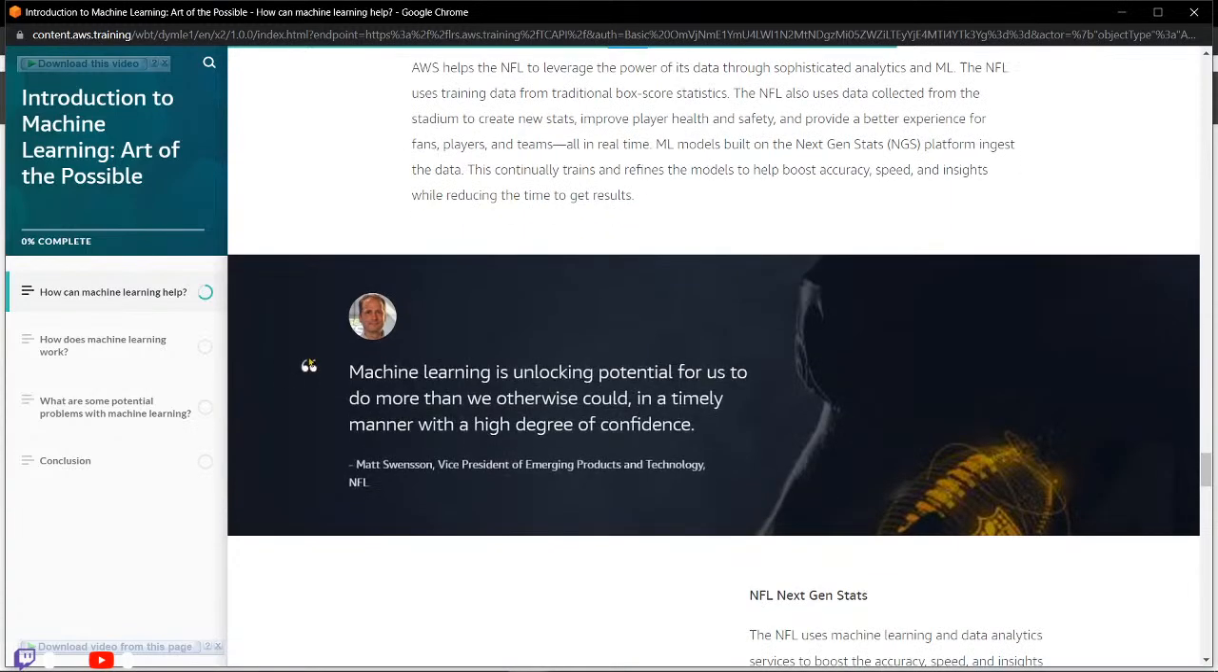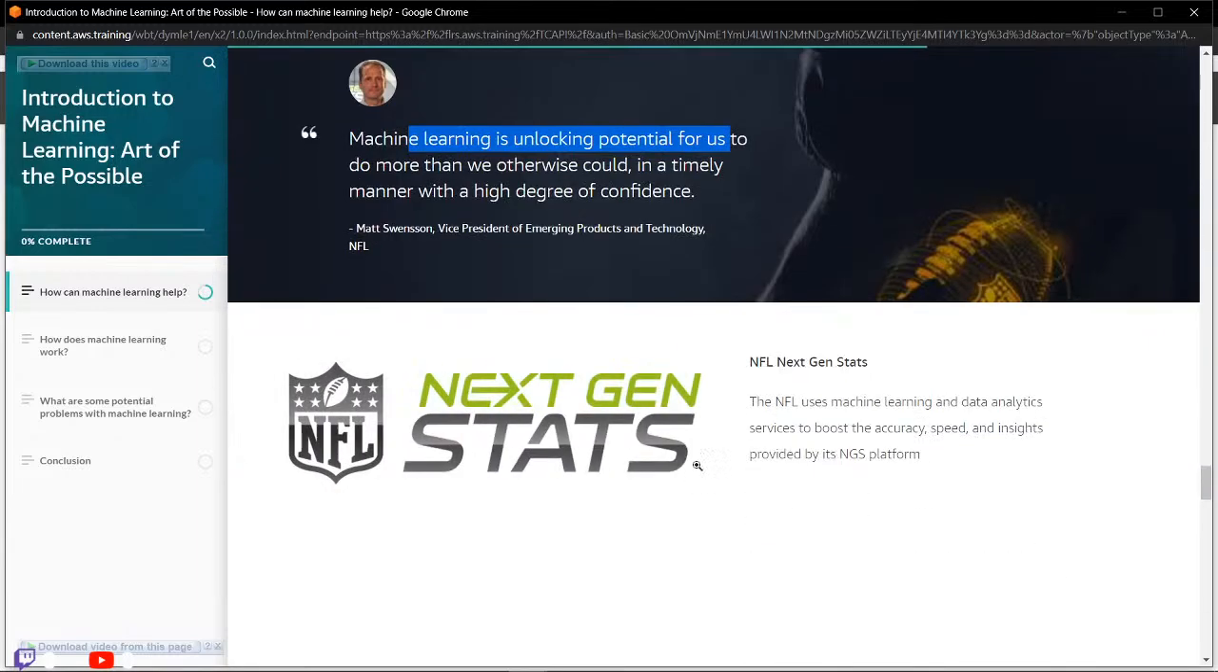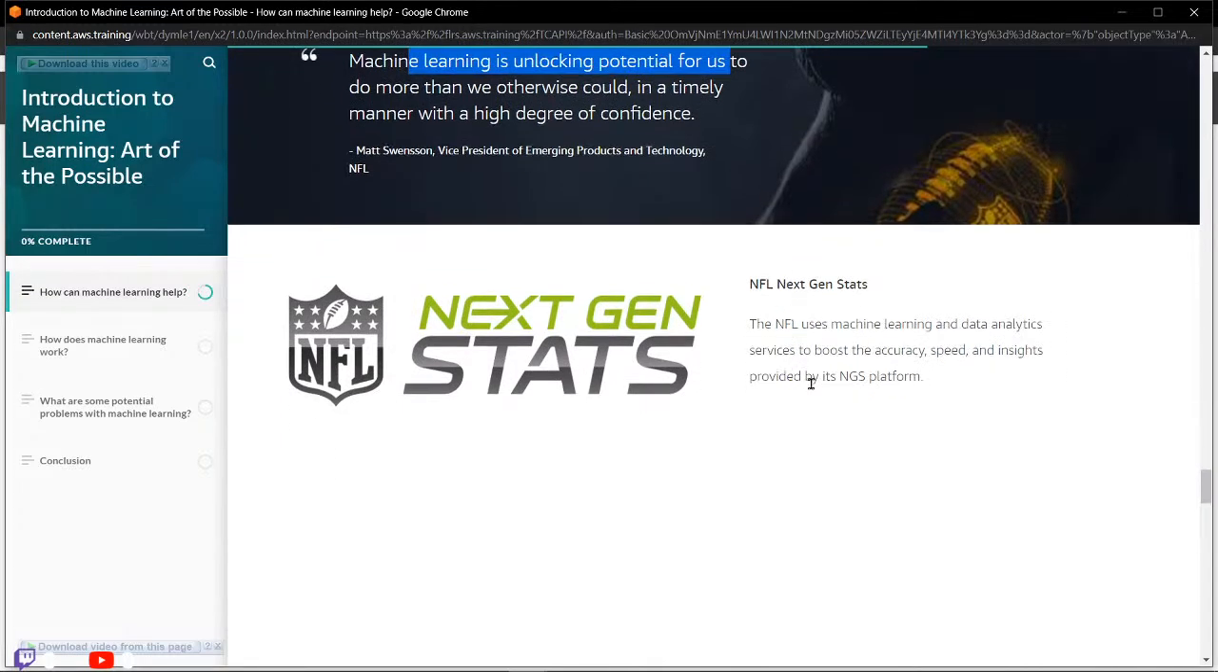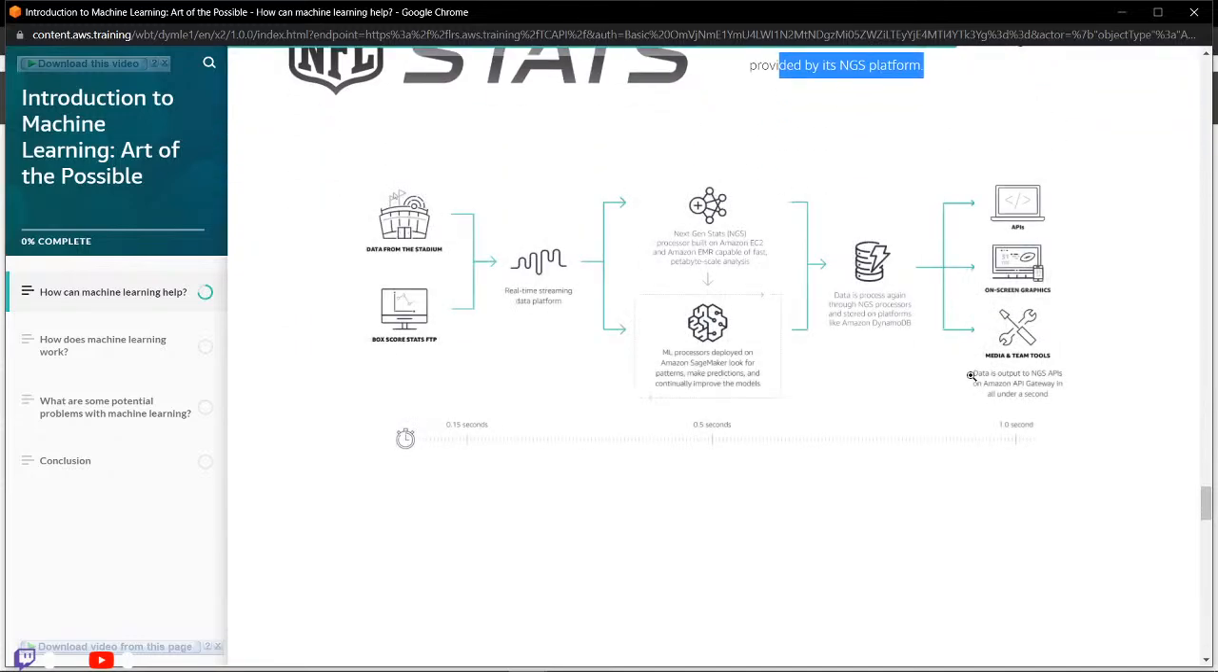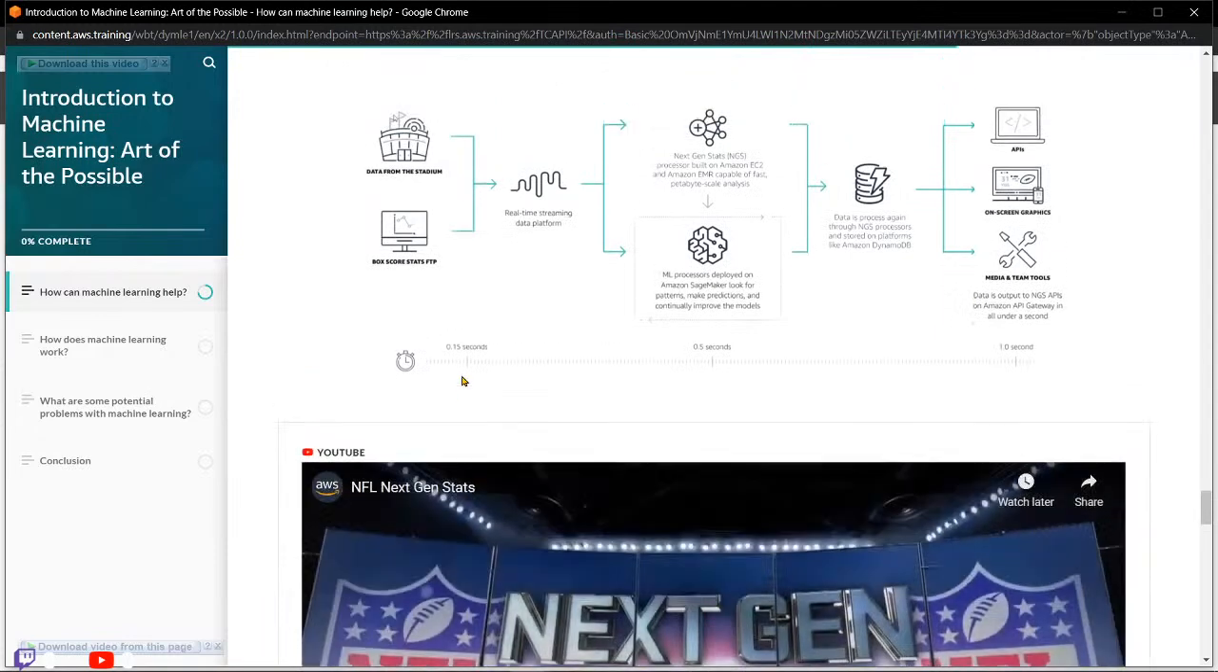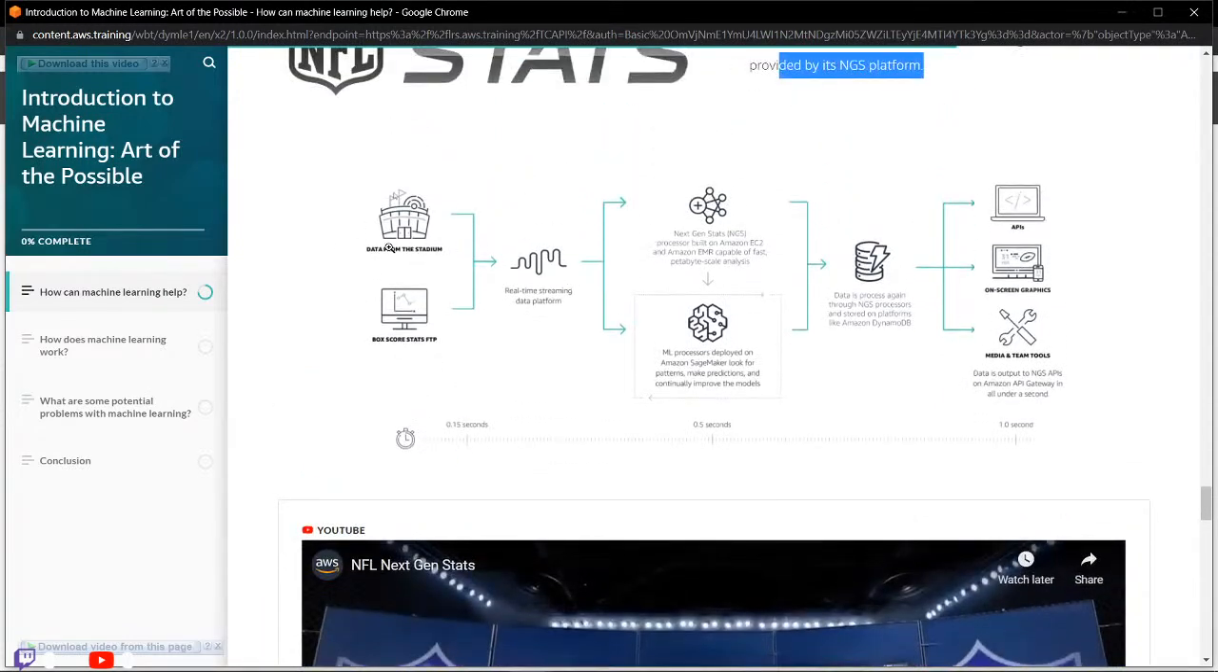How does the NFL use AWS machine learning? Machine learning has unlocked potential for us to do more than we otherwise could in a timely manner with a high degree of confidence. And NFL Next Gen Stats. So the NFL uses machine learning and data analytics services to boost the accuracy, speed, and insight provided by its NGS platform. How that works is simply like that.